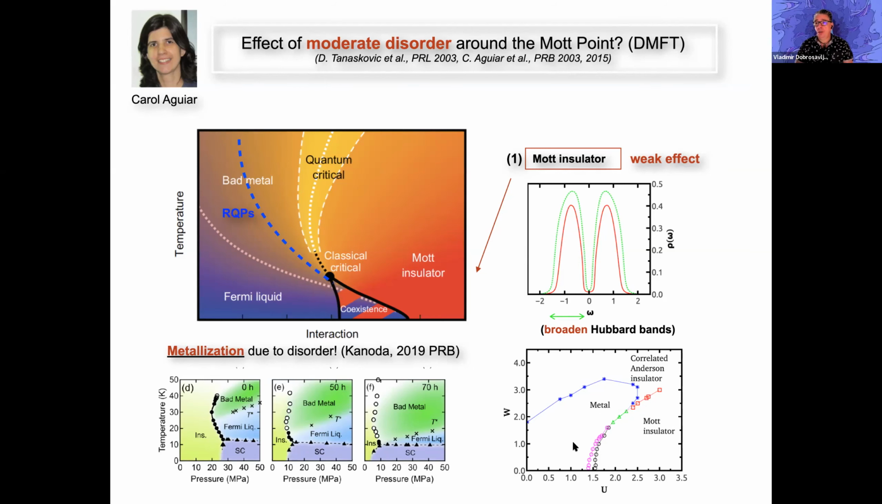This may sound crazy. By adding disorder, you make something more metallic. And in fact, it's completely opposite to what Anderson just suggested in his wisdom. But this is in fact an exact result in the limit of large coordination. And we can in fact look at some experiments.